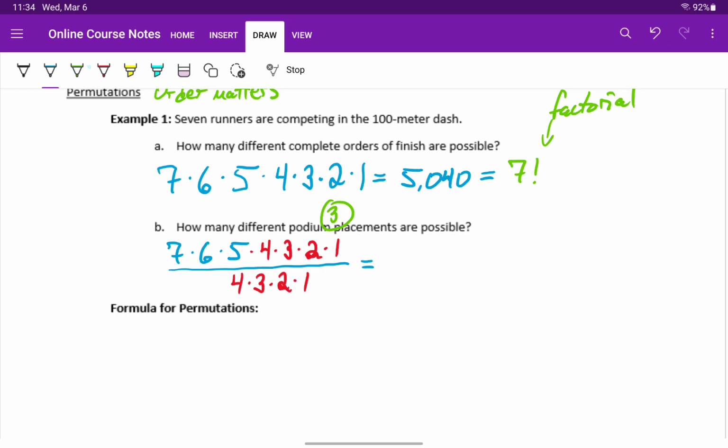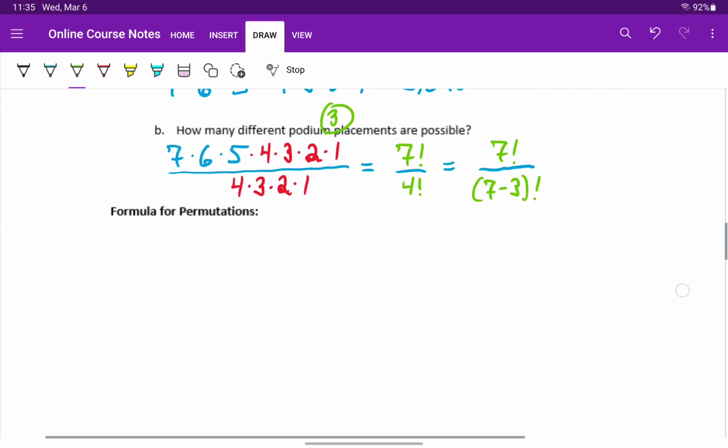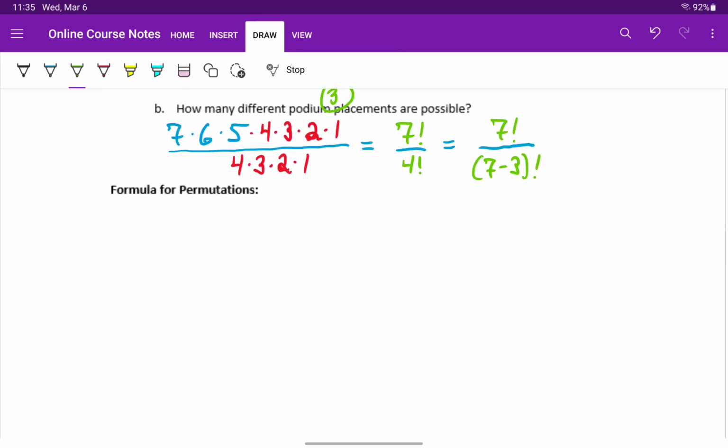We could rewrite this then as 7 factorial all over 4 factorial, and complicate things even just a little bit more by rewriting the denominator in terms of that value that we have in the numerator. So we could take 4 and rewrite it as (7 minus 3) factorial. All of this is exactly the same answer as what we started off with. But again, we're overcomplicating things so that we can drive towards this formula for permutations.